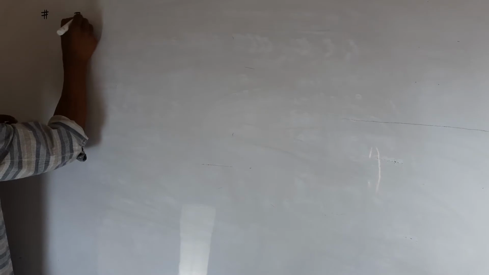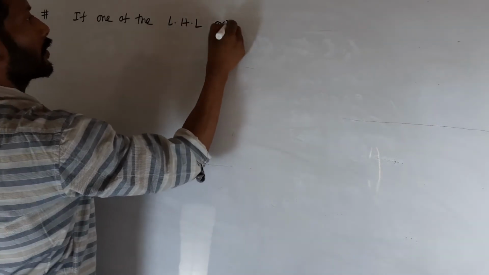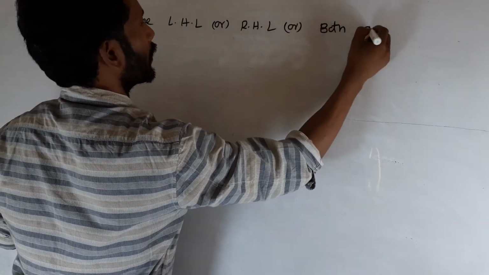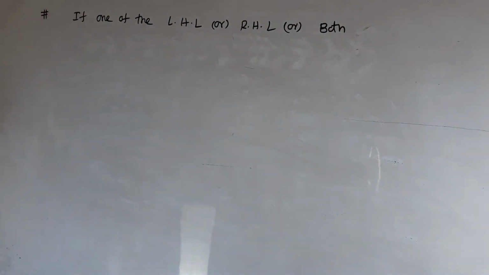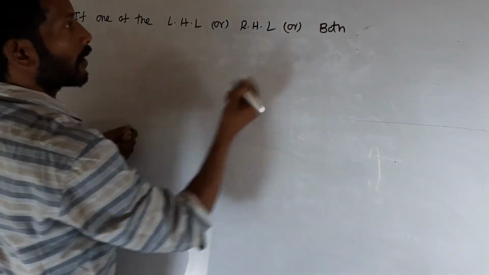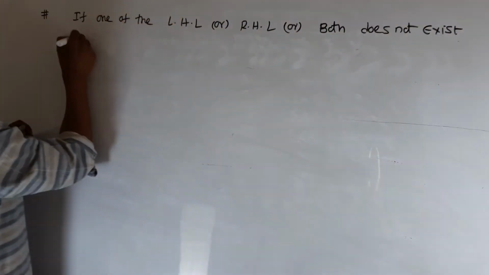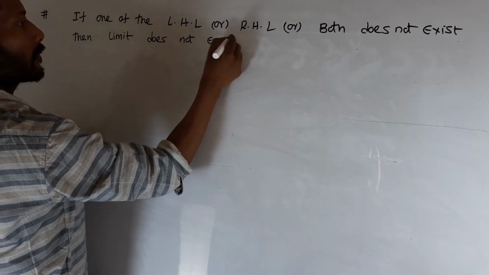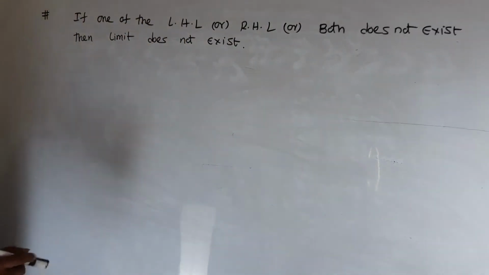Let's define what points. If one of the left hand limit or right hand limit, or both, does not exist, then the limit does not exist.